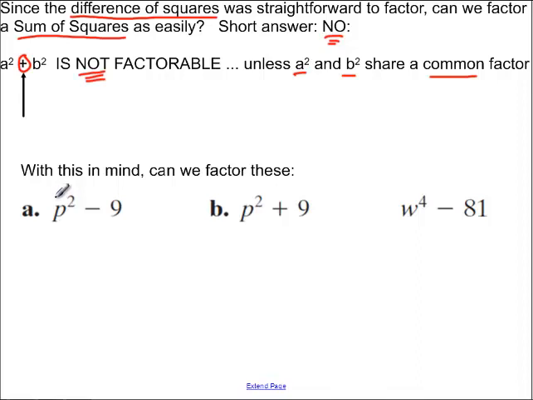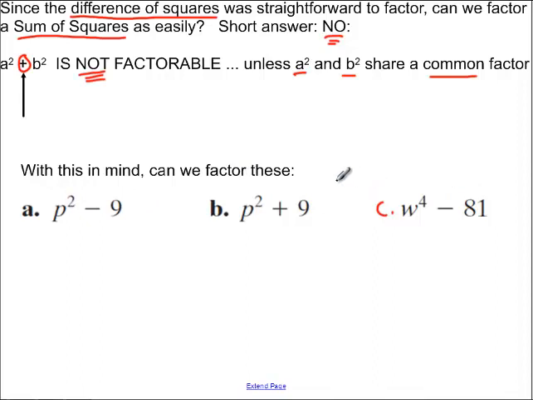Pause the video and factor this. Factor a, factor b, and factor c, and tell me what your answers are. Pause the video and we'll go from there.